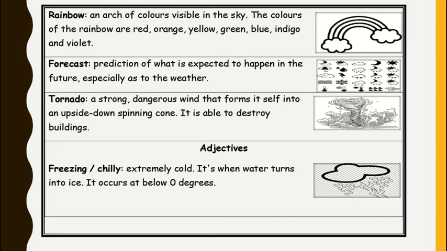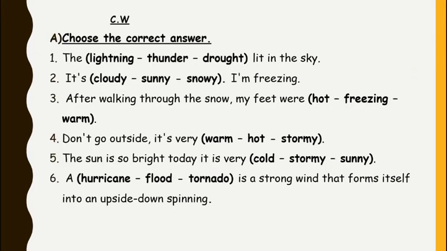Okay. Next, we have the adjectives. We have freezing and chilly. It means that it's extremely cold. It's when the weather turns into ice and it occurs at below 0 degrees, which of course doesn't happen in Egypt. It happens in other parts in the world.